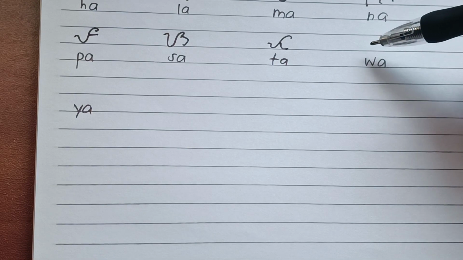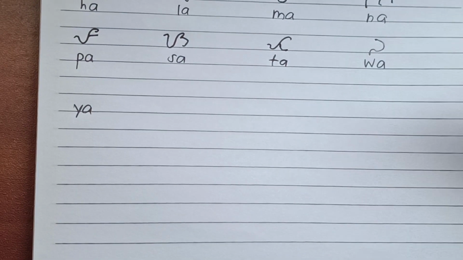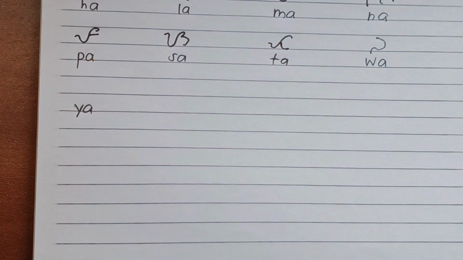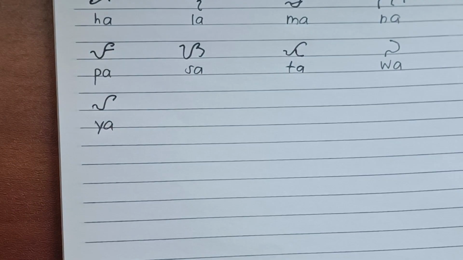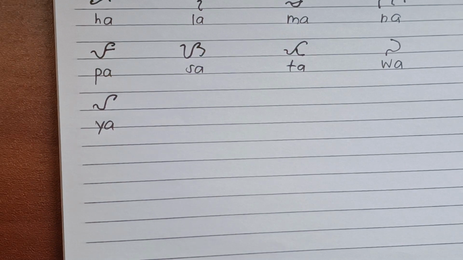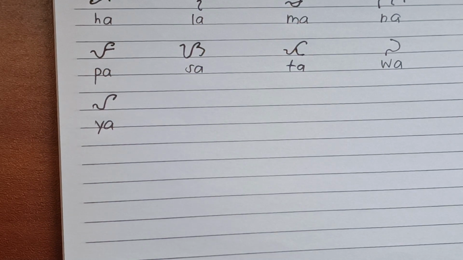And wa, it's very simple. You can just draw that. And lastly, ya is also that, but without those lines or curves whatsoever. It's just that.